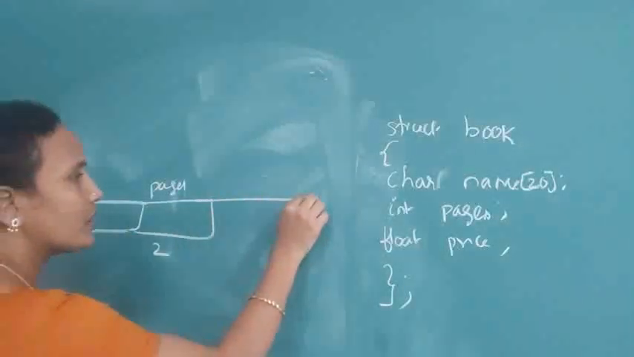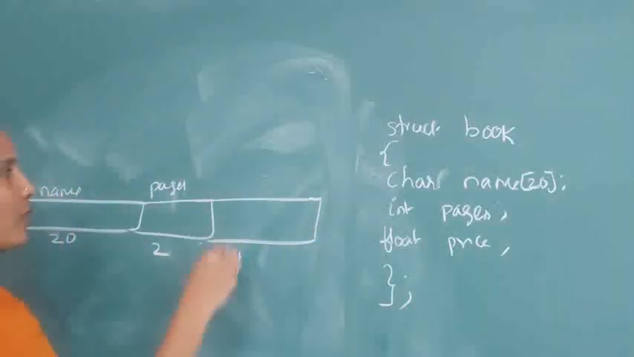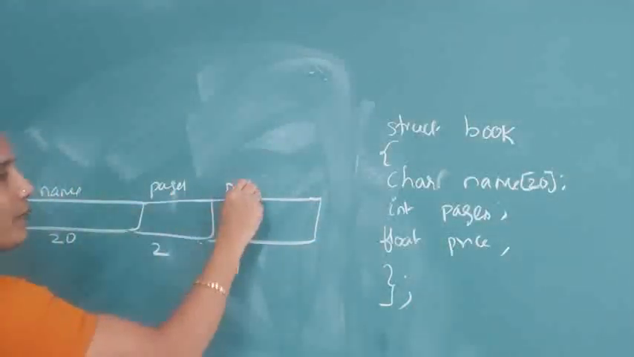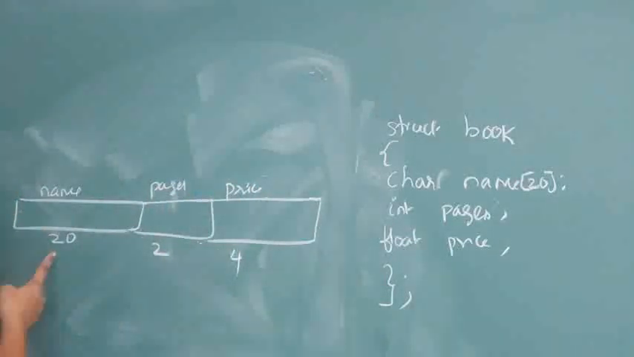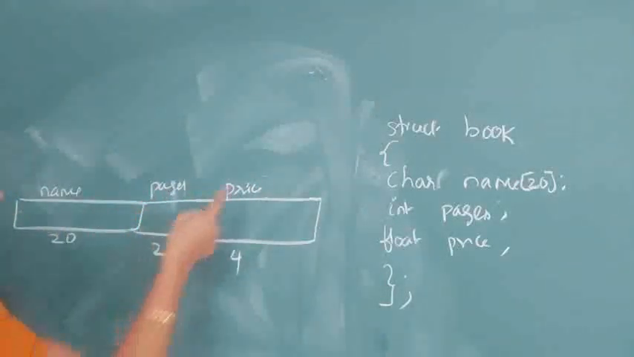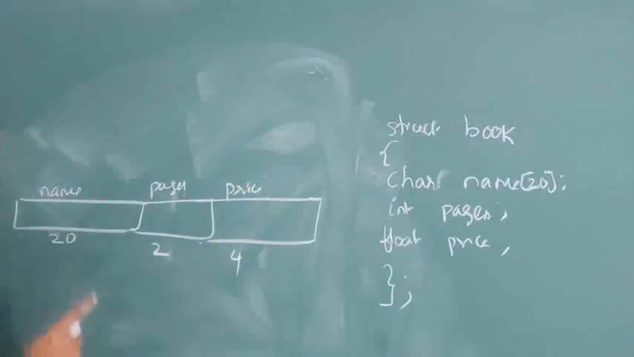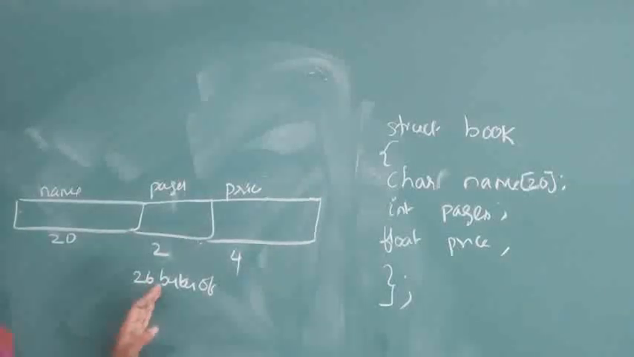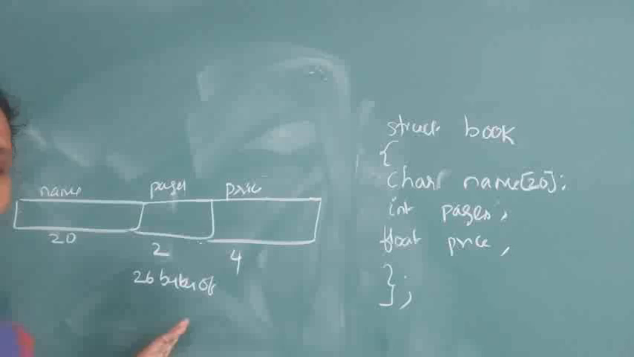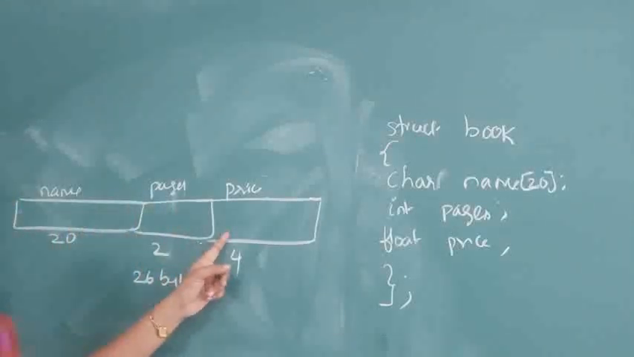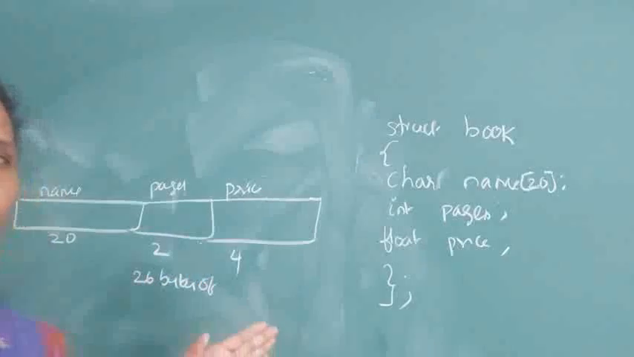And float, 4 bytes of memory we are giving for price. So for name 20 characters, pages 2 bytes, and the fourth one is a float, 4 bytes of memory. Total how much memory we are giving? 20, 22 and 4, so 26 bytes of memory we are giving for a single record. Understood?